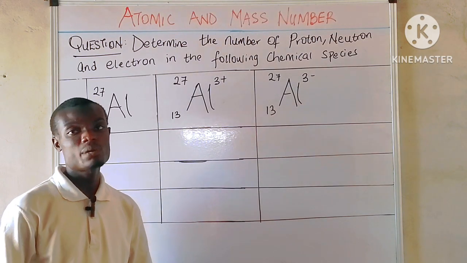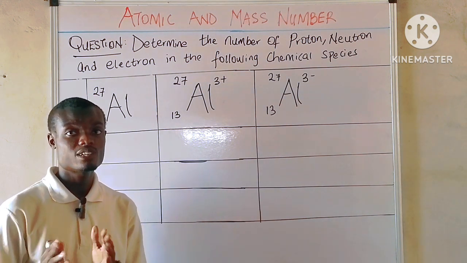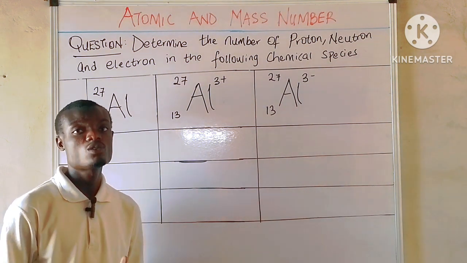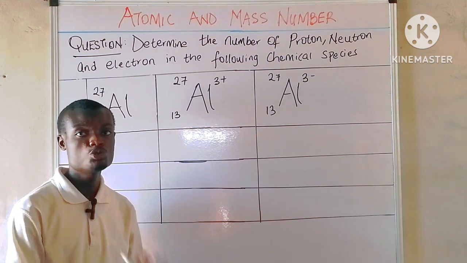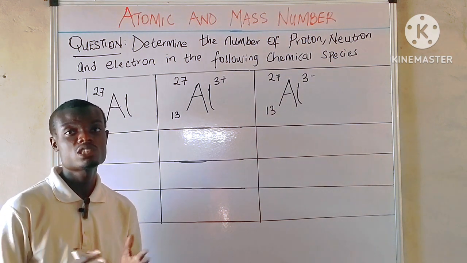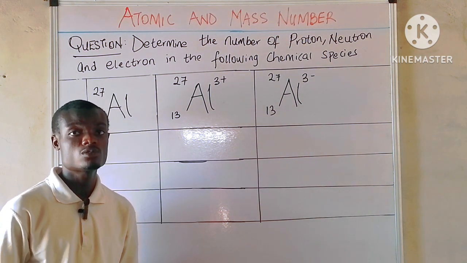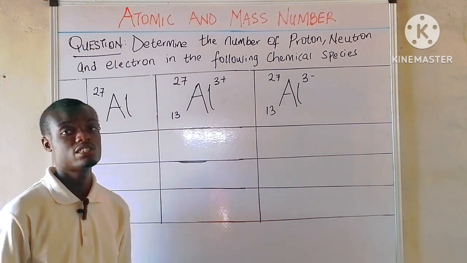So earlier we talked about the concept of atomic number as the number of protons in the nucleus of an atom. Also we talked about the concept of mass number as the number of protons and neutrons in the nucleus of an atom. Now we are given a question which tells us to determine the number of protons, electrons and neutrons present in the various chemical species.